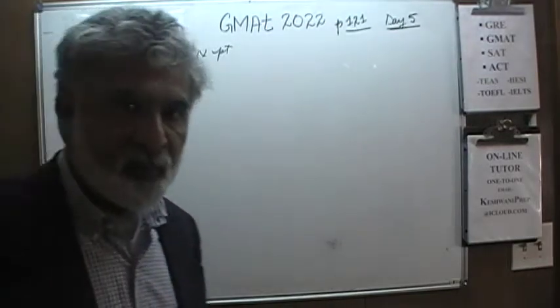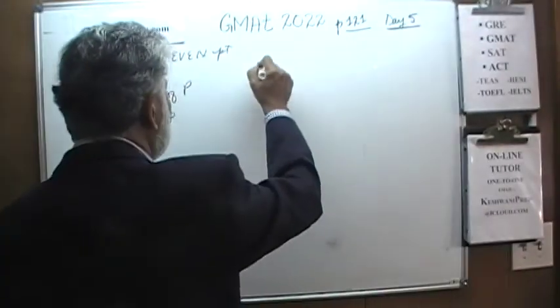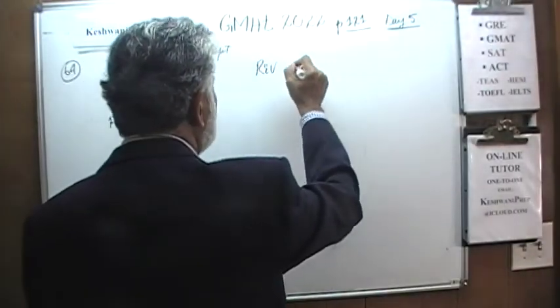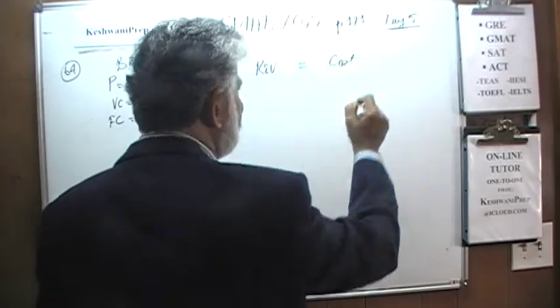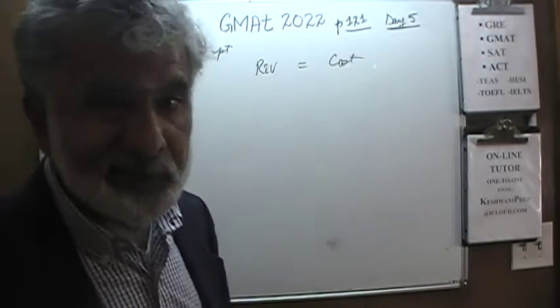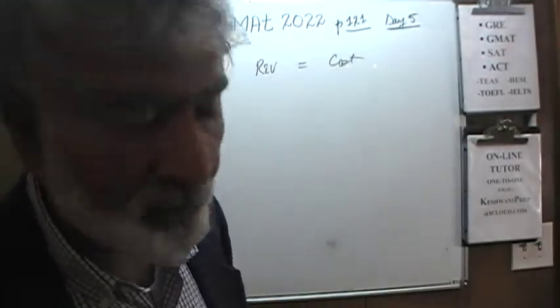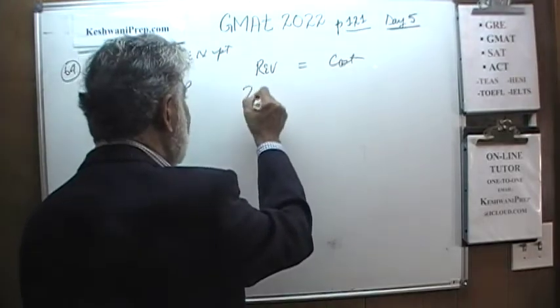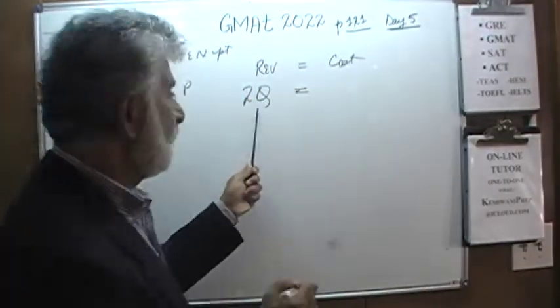A break-even point is where we are making neither profit nor losses. In other words, the revenue has to equal the total cost, which is the fixed cost plus the variable cost. The revenue here is quite straightforward. We're getting $2 per unit. Let's sell Q units, Q for quantity. So the revenue is going to be 2 times Q, and we have to find out what quantity we need to sell in order to break even, where we're making neither profit nor loss.